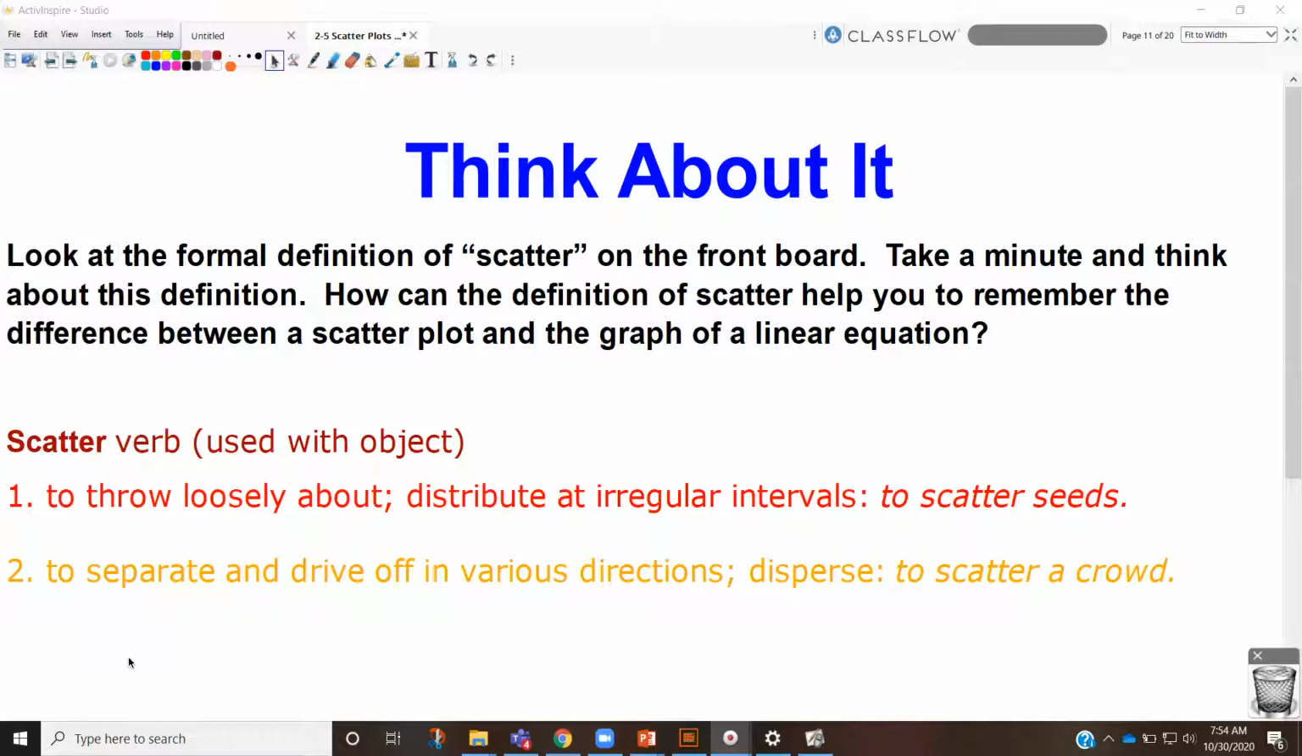So the word scatter means to throw loosely about, distribute at irregular intervals, to separate and drive off in various directions, disperse. So how do those definitions relate to a scatter plot in mathematics? Go ahead and write down a sentence or two on how you think the definition of scatter relates to the actual scatter plots we drew yesterday.